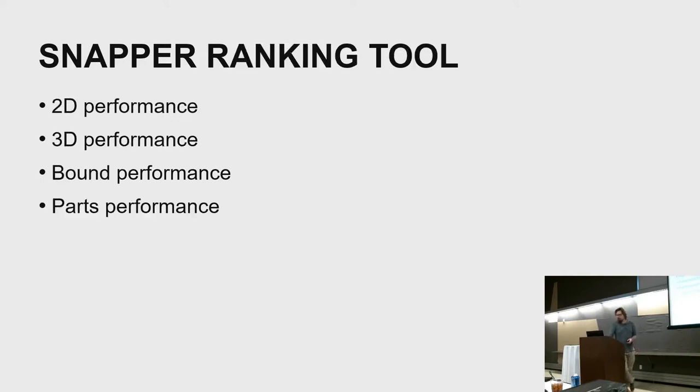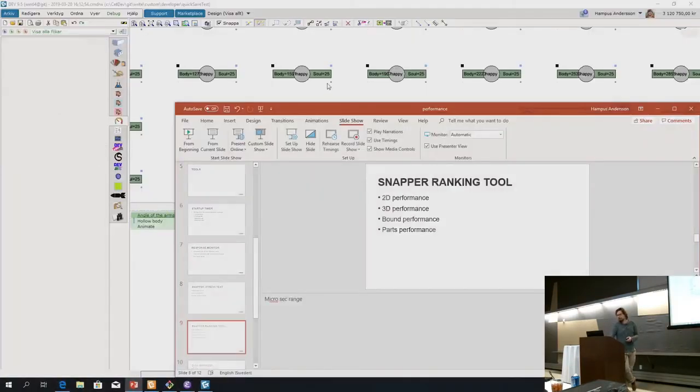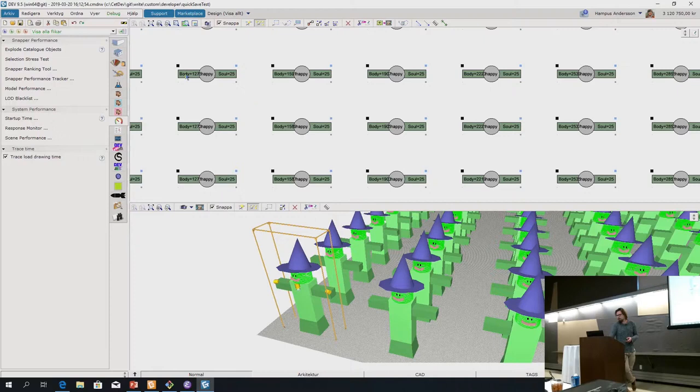Let's go on, and we have the snapper ranking tool. It's kind of similar to the other one, but it's through a dialog. In the dialog, you're going to get the 2D time, the 3D time, the bound performance, and also parts performance. So it's super simple. Now I have these. I'm going to make a new drawing just to be safe.